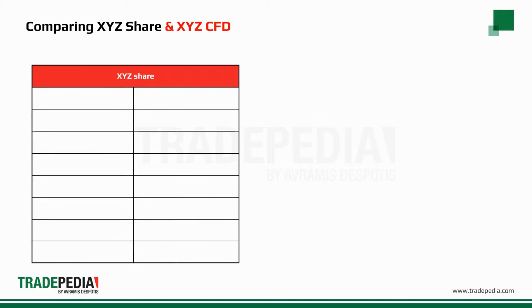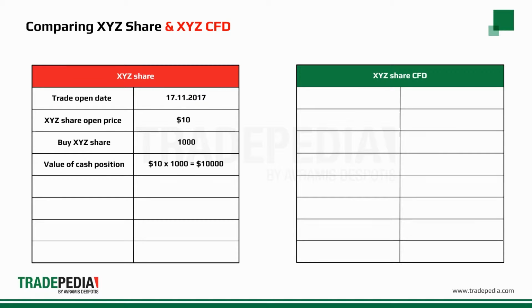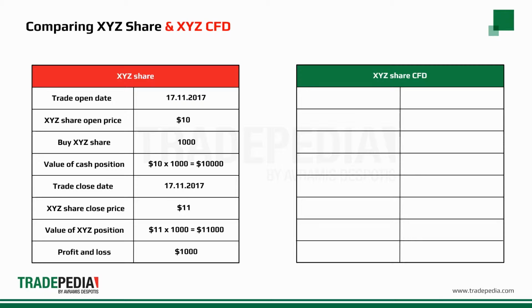Let's compare XYZ share to XYZ share CFD. Starting with the XYZ share, we bought on the 17th of November 1,000 shares of XYZ at $10. The value of our position is 10 times 1,000, which equals $10,000. On the same day, we closed the trade at $11. The value of the position became 11 times 1,000, which equals $11,000. Total profit for the trade, $1,000.